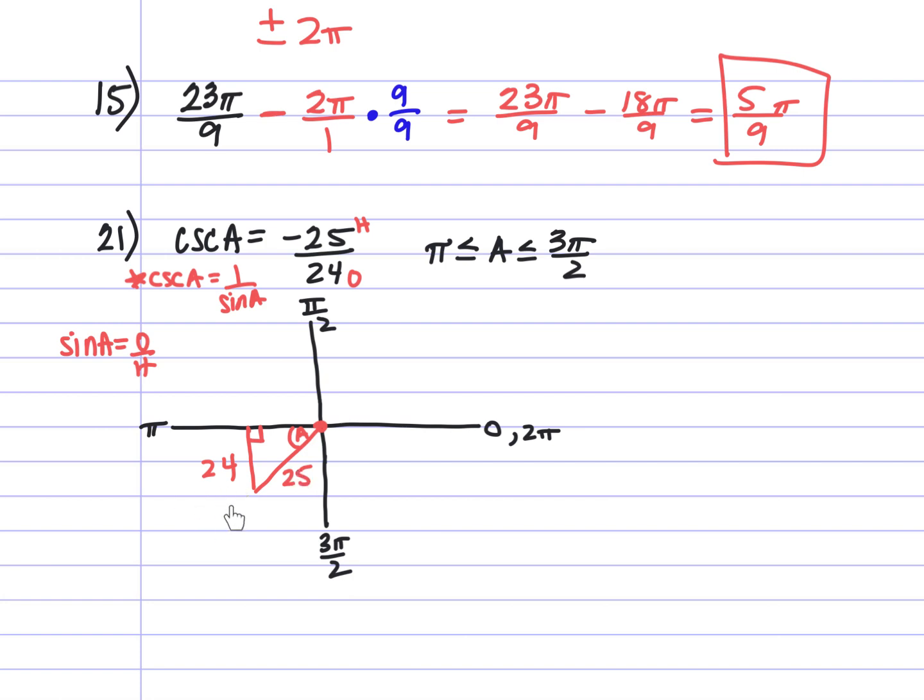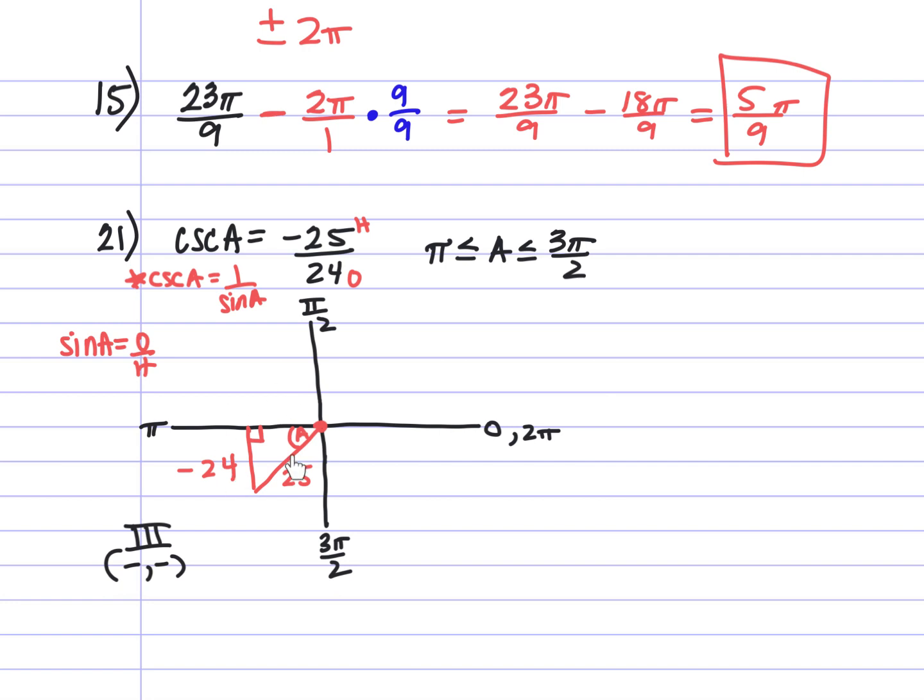Think about what quadrant we're in. 1, 2, and 3. We are in quadrant 3. We know in quadrant 3, both the x and the y are negative. So that means the negative goes here and the negative goes here. Even though the negative is written with the 25, that doesn't necessarily mean it belongs to it. So the negative actually goes with the 24. And whenever I find my missing side, it's also going to be negative.